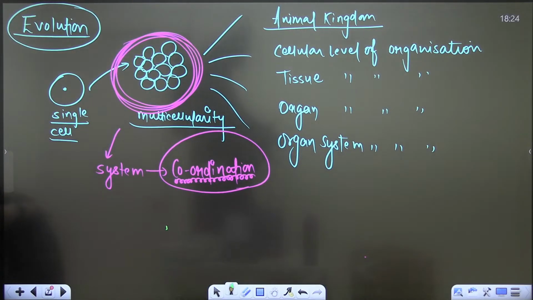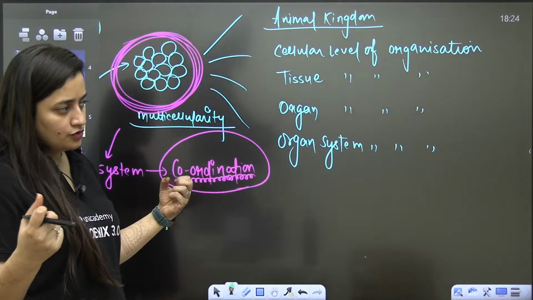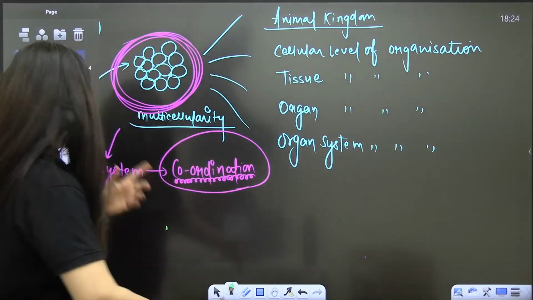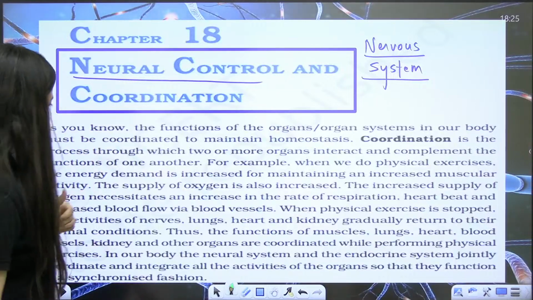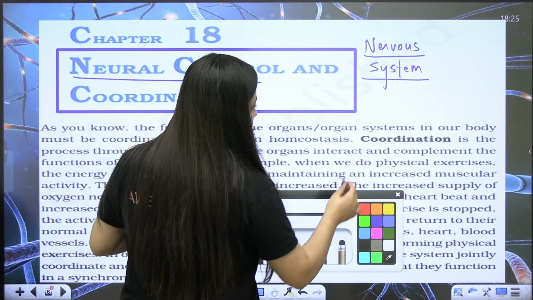So body organs should work in a systematic, coordinated manner. That is why coordination is important, and integration is also important, which makes two or more organs function together, like two organs working in harmony. So let me discuss that with you all. What is the meaning of coordination?